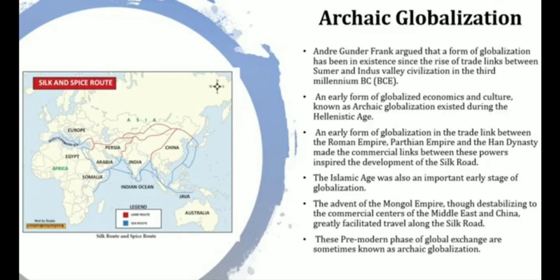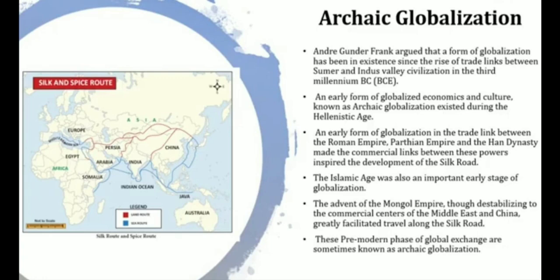Okay. Next, it was known during the Hellenistic age also, during the Greek period. And there was a trade link between many countries. Which are the countries? The Roman Empire, Parthian Empire and the Han Dynasty. During this archaic period itself, there was a commercial link between these countries, and the Silk Road was also developed. Okay.